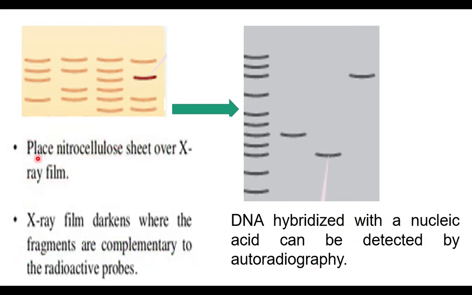What is done? The nitrocellulose sheet or nylon sheet is placed over X-ray film. X-ray film darkens where the fragments are complementary to the radioactive probes. In this way, we can identify the needed DNA pieces from the group of DNA fragments by the Southern blotting technique. And in gel electrophoresis, as we already discussed in the previous part, marker DNA fragments are introduced into one of the wells. The sample DNA is compared with marker DNA to find out the length. So this is the Southern blotting technique. If you understand this one, if you read the book, you can understand the other 2 blotting techniques.